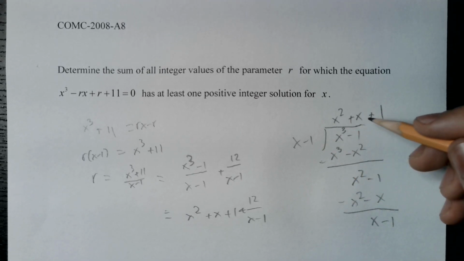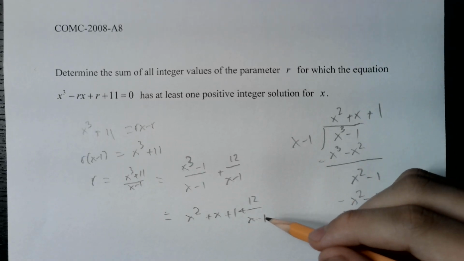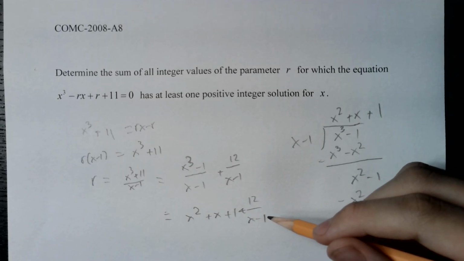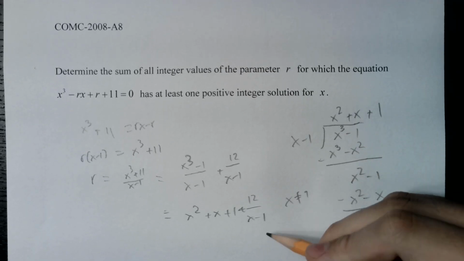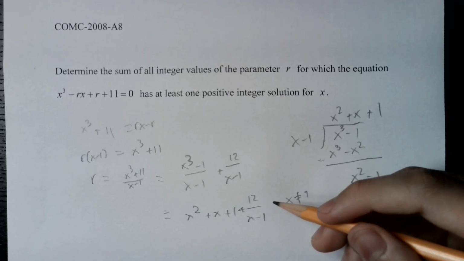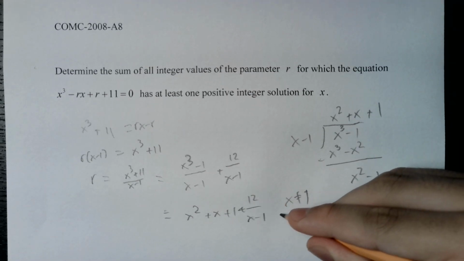So this means that x^3 - 1 divided by x - 1 is equal to x^2 + x + 1. That's where we got this from. After that, we add the 12 divided by x - 1 from before. Now we can see that x cannot be equal to 1, because 12 divided by 0 is not defined.